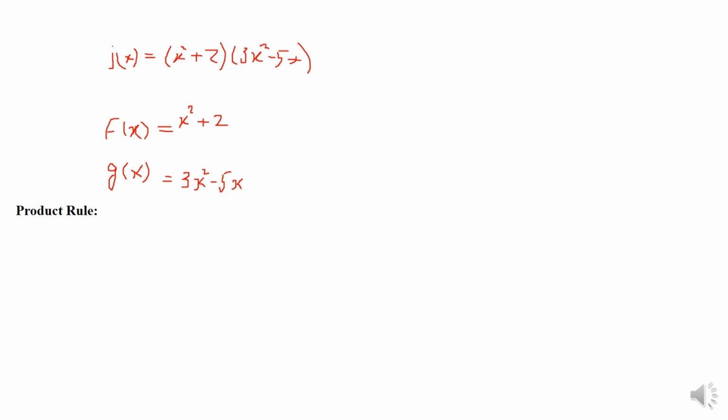Then f dash of x, d by dx of f, is equal to 2 from the power, we will multiply it with the x, and 2 minus 1, which is 1.